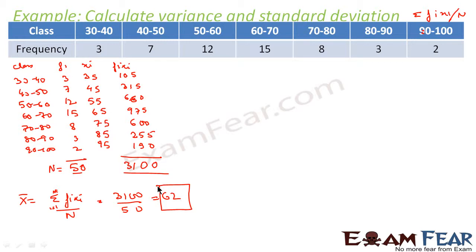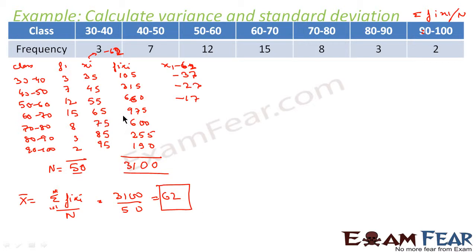We have the value of the mean. Now we have to find the deviation of xi from the mean and then square it. That is, we have to find xi minus 62. 35 minus 62 is minus 27. 45 minus 62 is minus 17. 55 minus 62 is minus 7. 65 minus 62 is 3.